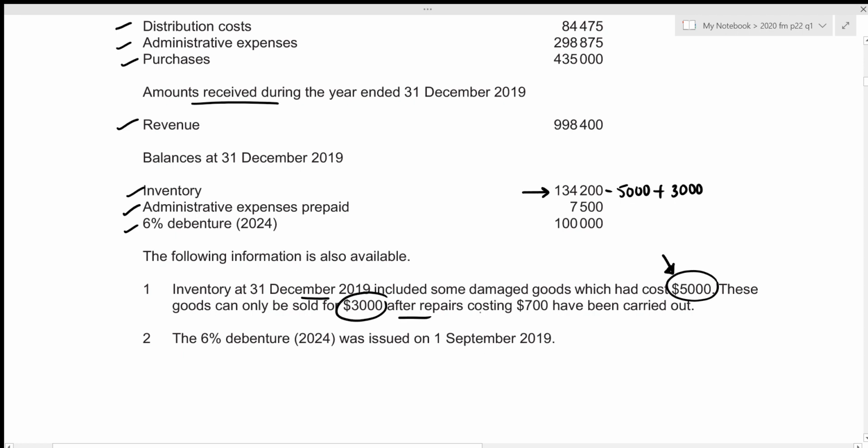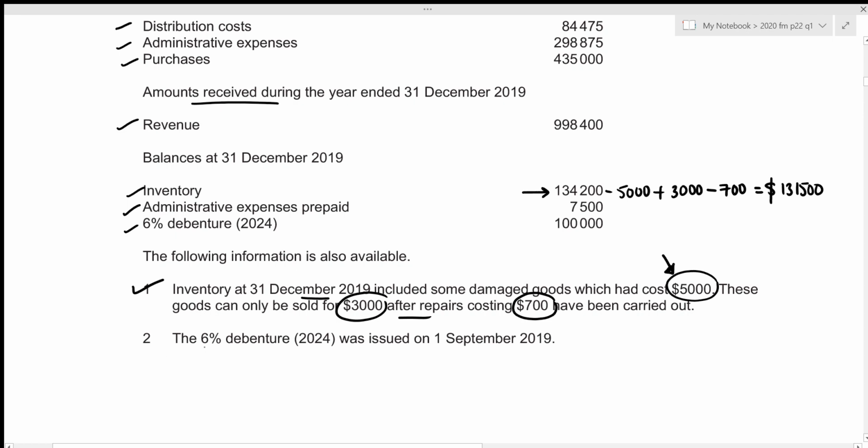After repairs costing 700, and repairs are definitely the expenses, right, which should be deducted. So we're again going to deduct that 700. And now this will give our correct inventory balance at the date of 31st December 2019. So let's calculate it. That's going to be 134,200 minus 5,000 plus 3,000 minus 700, which results in 131,500. Okay, so we're done with this information.